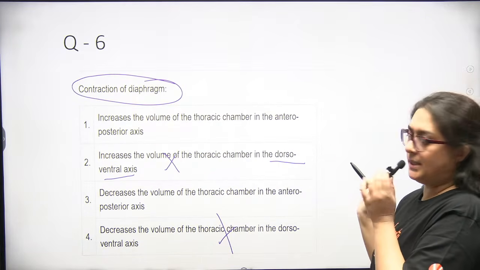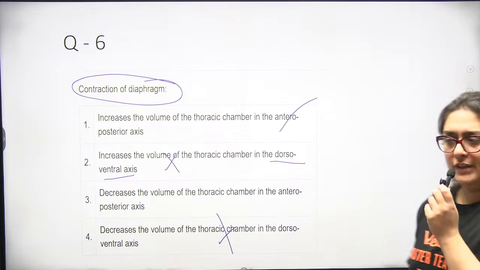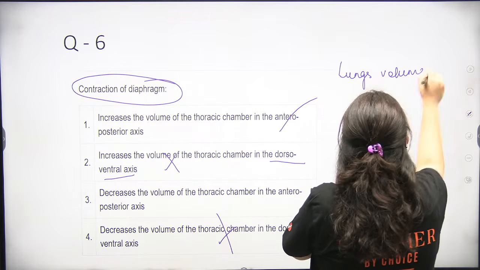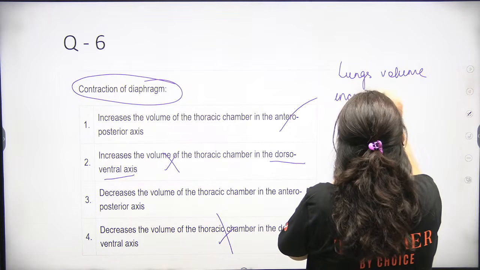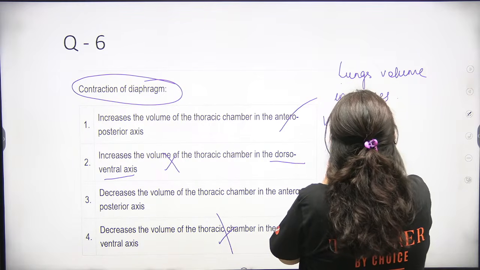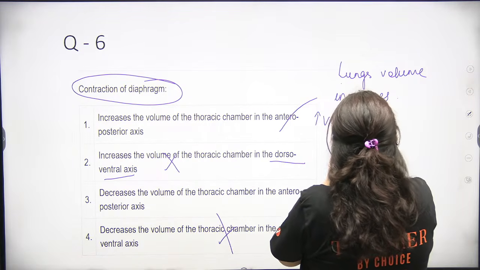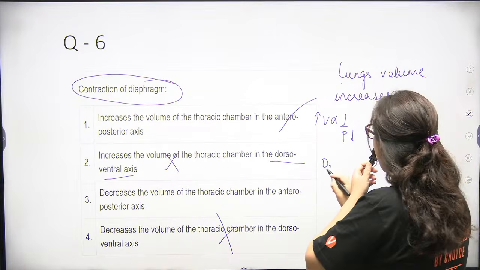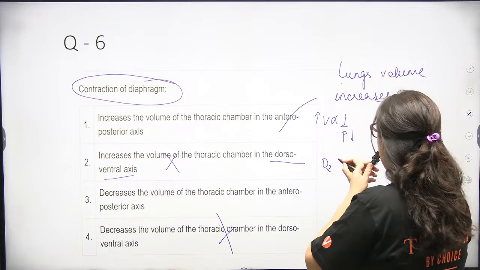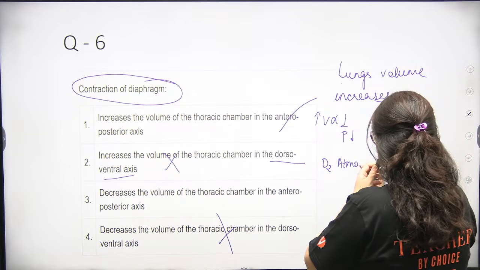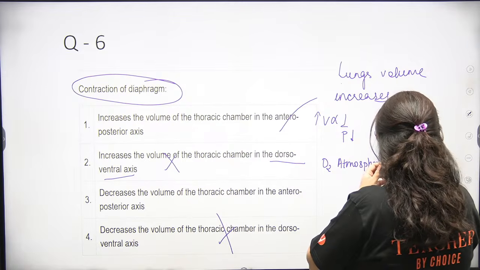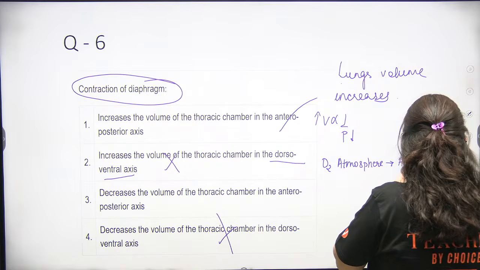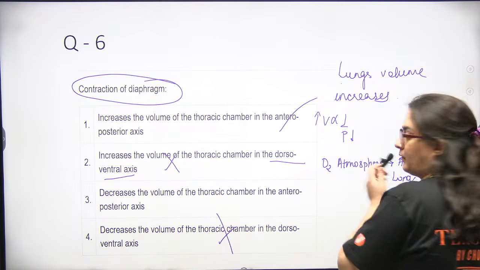Either increases or decreases. Increases, because when thoracic chamber volume increases, lung volume increases. We very well know that volume is inversely proportional to pressure. Volume increases, pressure decreases, so pressure inside lungs decreases. So oxygen flows from higher partial pressure to lower, from where to where? From atmosphere to alveoli of lungs. Okay.